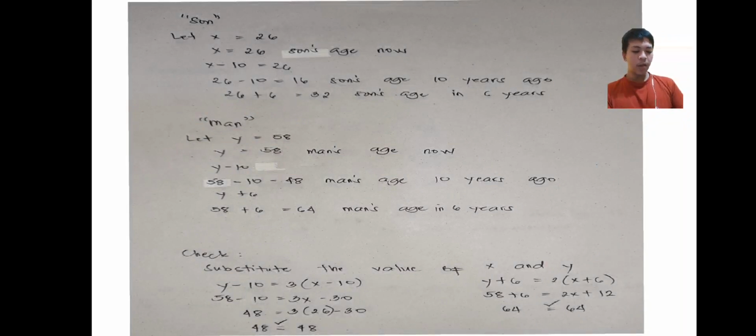Next, y plus 6 is equal to 2 times x plus 6. 58 plus 6 is equal to 2x plus 12. So therefore, 58 plus 6 is 64 and 2x plus 12 is 64. So therefore, 64 is equal to 64.